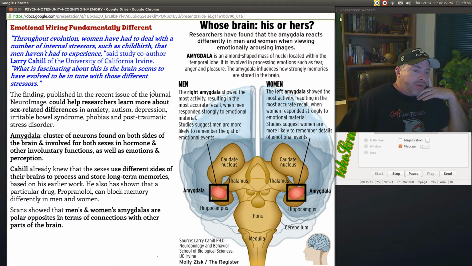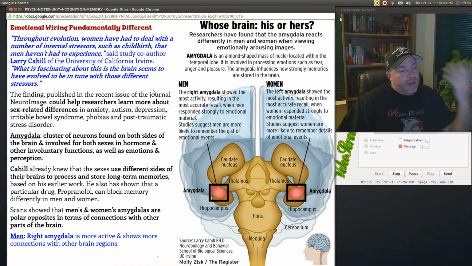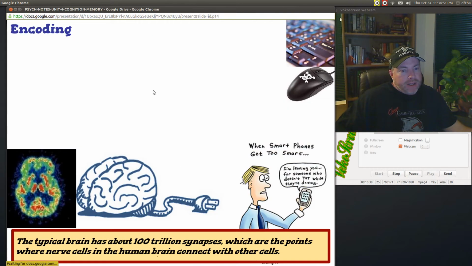But scans showed men and women's amygdalas are polar opposites. In men, the right amygdala is much more active and shows more connections with other brain regions. And for women, it's the flip. It's the reverse. It's the left that is.